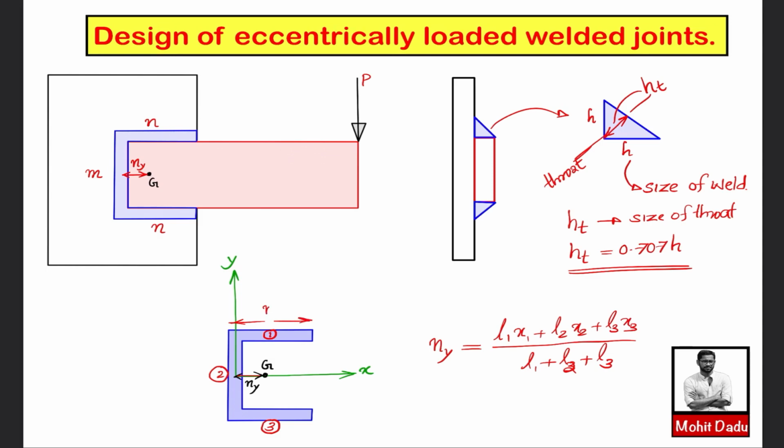So this one is actually L1. Here L1 is n. So this is n, and the CG of this weld section will be coming here. That means this x1 will be equal to n by 2. Similarly, the second line L2 is of length m. That means this is the second part.